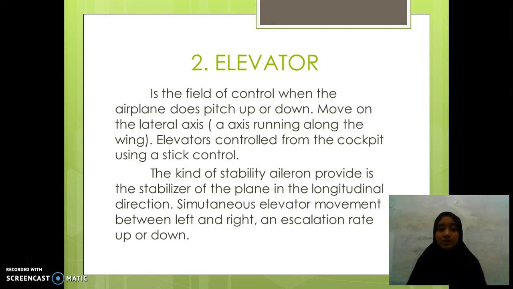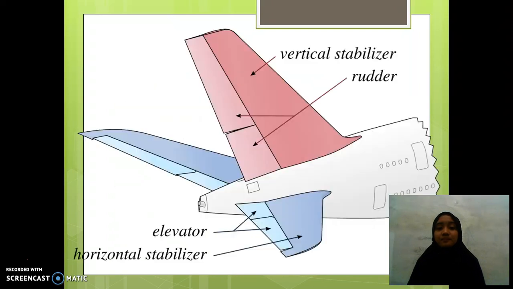Number 2, elevator. It's the area of control when the airplane does pitch up or down, moving on the lateral axis, an axis running along the wing. Elevator is controlled from the cockpit using a stick control. The kind of stability the elevator provides is to stabilize the plane in the longitudinal direction. Elevator movement is simultaneous between left and right, moving up or down. And this is the picture of elevator.